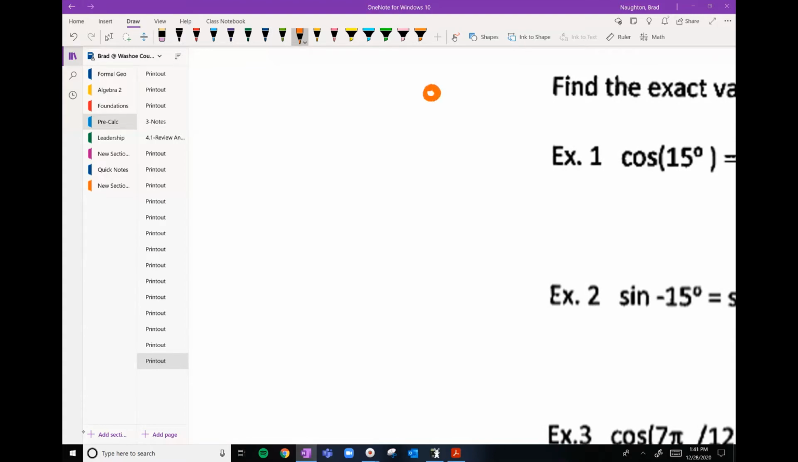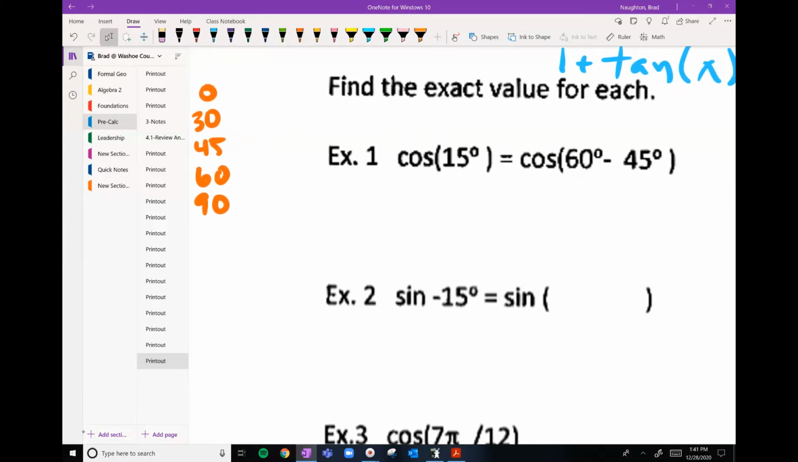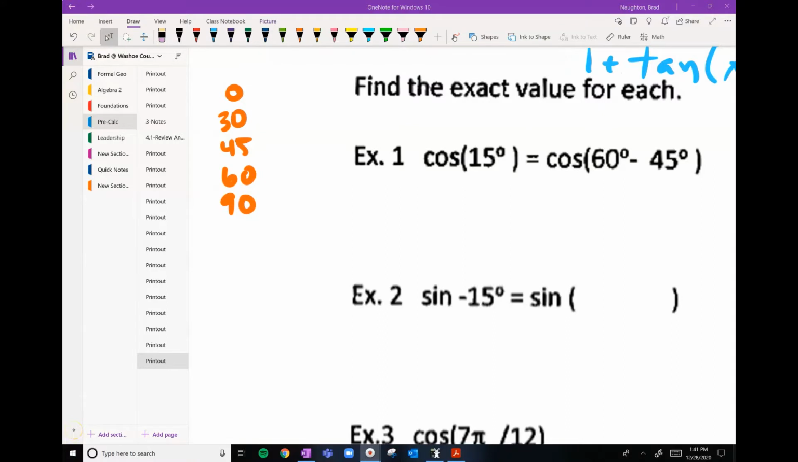So if I go, okay, I have 0, 30, 45, 60, 90. I start with those. How would I get to 15? Well, we've kind of gotten that started for you already. So we already have you kind of set up. We could say, how do you make 15 using this? Well, 1 is positive, so it's going to be a bigger number minus a smaller number. So that's how we're saying 60 minus 45.